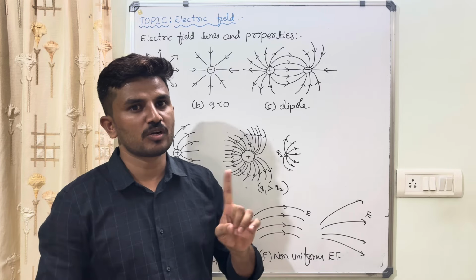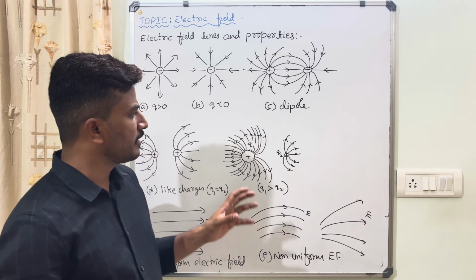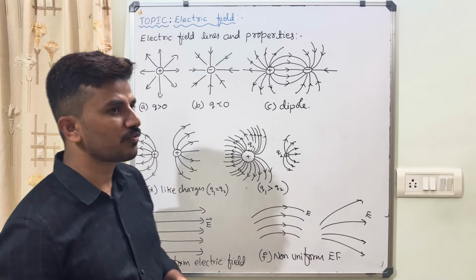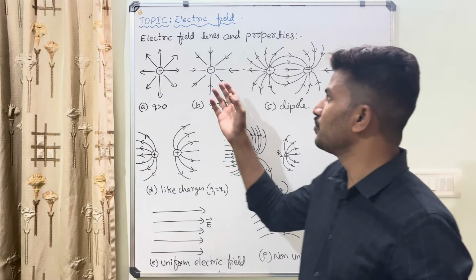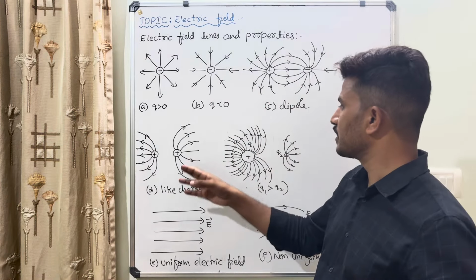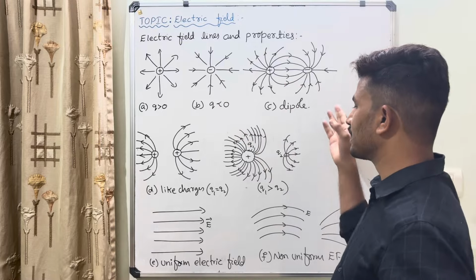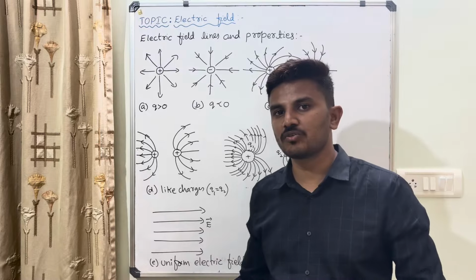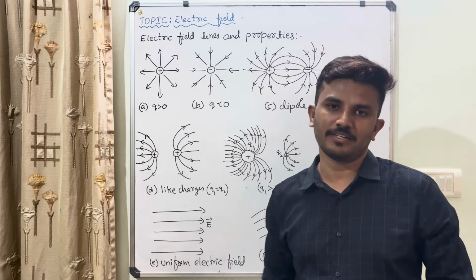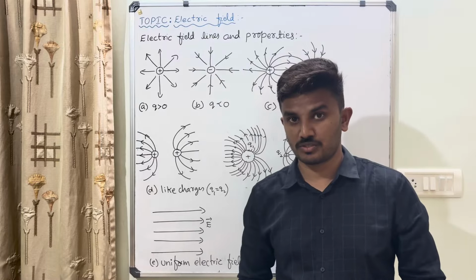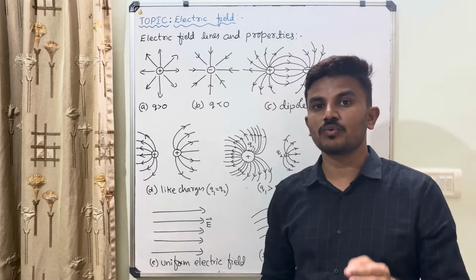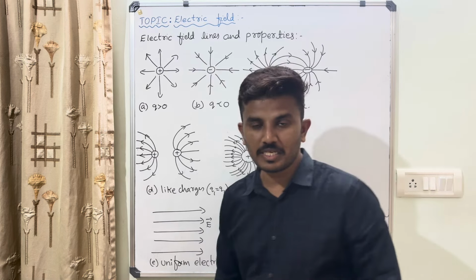Electric field lines do not form closed loops. Along with this, electric field lines are directed outwards and inwards; they originate from positive charge and terminate at negative charge. This is how electric field lines look. All these properties we can add. And they're continuous, so electric field lines are continuous without any breaks. This is the theory part.